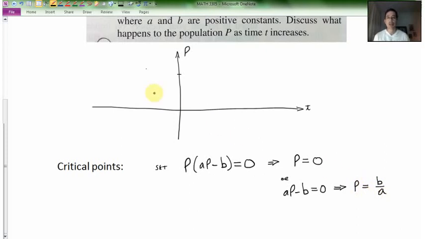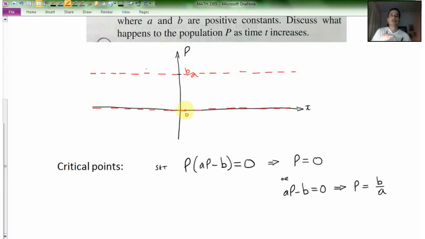So here are the two critical points. Let's put those in there. P equals 0 would be right here, on the T line. And P equals B over A. B and A are positive, so when you divide two positive numbers, you get a positive number. So let's say it's right over here. So let's put that here. All the slopes along this line here are 0, and all the slopes here are 0.